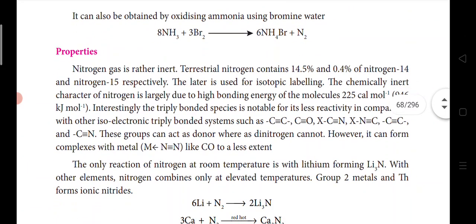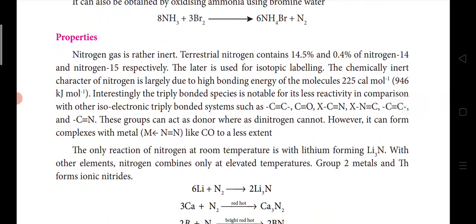What are the properties? It is rather inert, and terrestrial nitrogen contains 99.6% of nitrogen-14 and 0.4% of nitrogen-15, respectively. So their isotopes are present. Nitrogen-14 is present in 99.6% and nitrogen-15 is present in 0.4% in the atmosphere. Terrestrial means on the land. Because nitrogen is also present on the earth. Because of nitrogen fixation for plant survival, nitrogen gas is very important. Then the latter is used as an isotopic label. So nitrogen-15 is used for isotopic labeling.